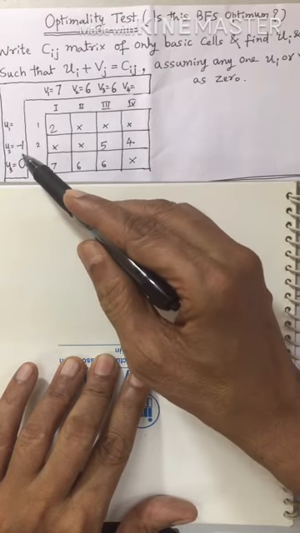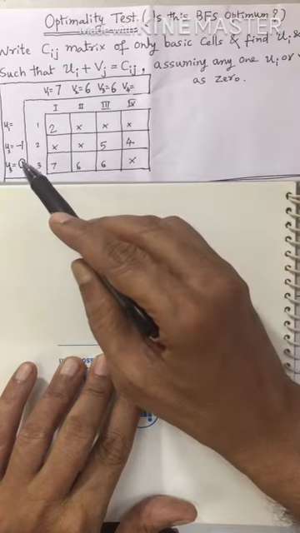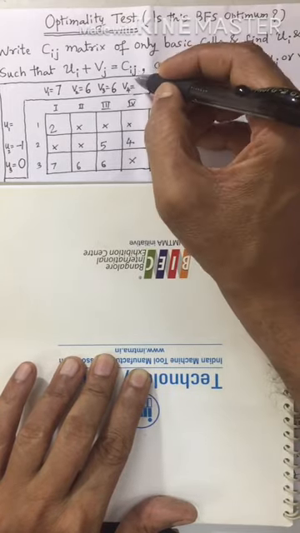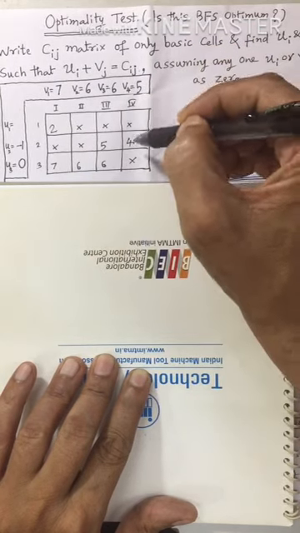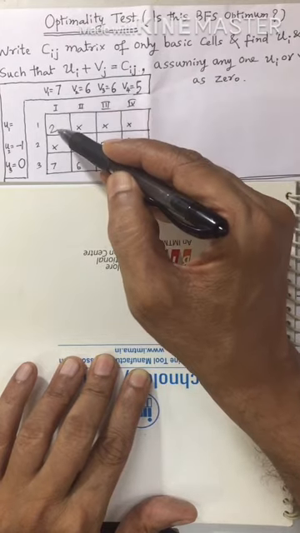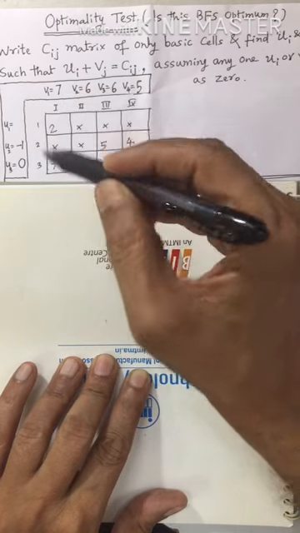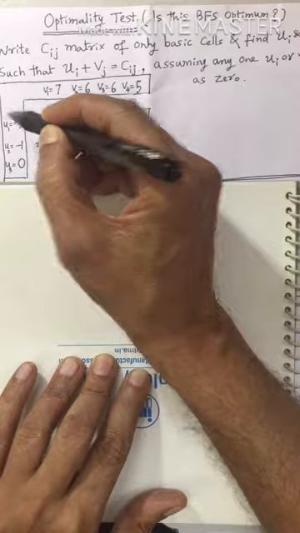So now make use of this U2 and V4 to get 4. What is that? Minus 1 plus V4 is equal to 4. Therefore this must be equal to 5. Minus 1 plus 5 is equal to 4. Now make use of this 7 and 2 to get U1. U1 plus 7 is equal to 2. Therefore this is equal to minus 5.